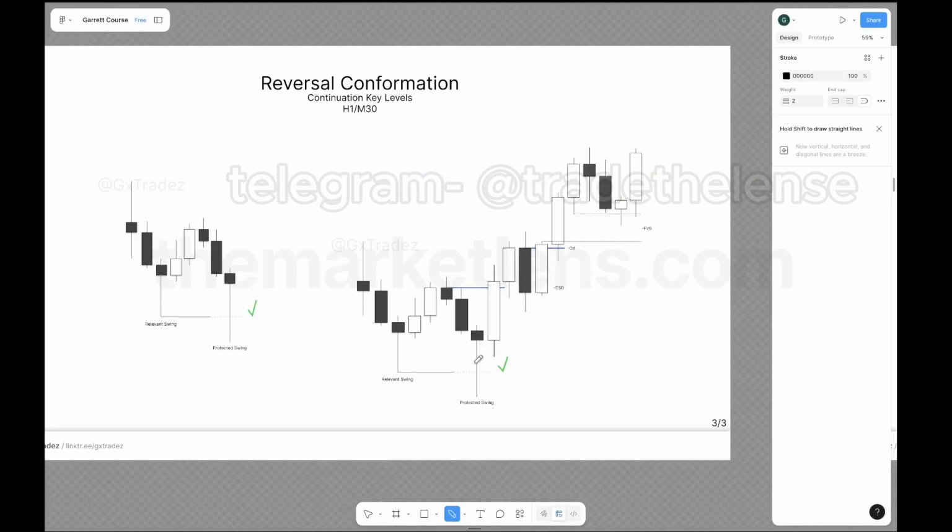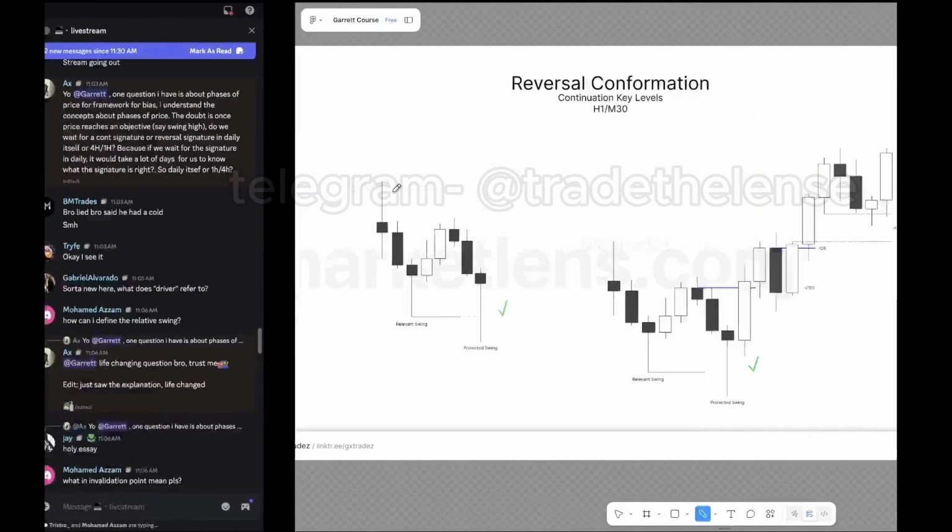And how do you anticipate expansion after a true reversal or a manipulation? Towards our drawn liquidity. And once we reach a drawn liquidity, it all starts again. This is where you get a new phase of price.